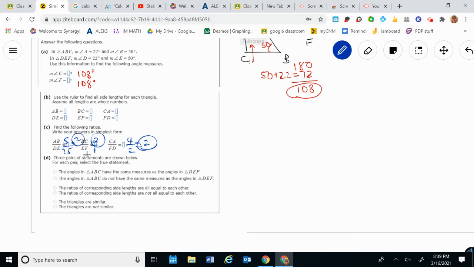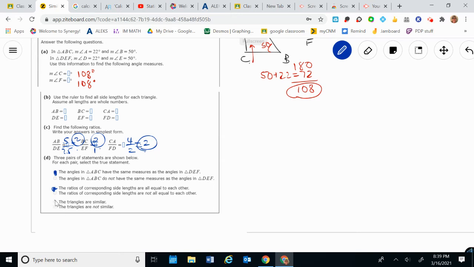3 pairs of statements are shown below. For each pair, select the true statement. Okay, so just pay attention to the details in the wording. The angles in ABC have the same measure as the angles in DEF. True, right? True. The ratios of corresponding side lengths are all equal to each other. Indeed, they are.